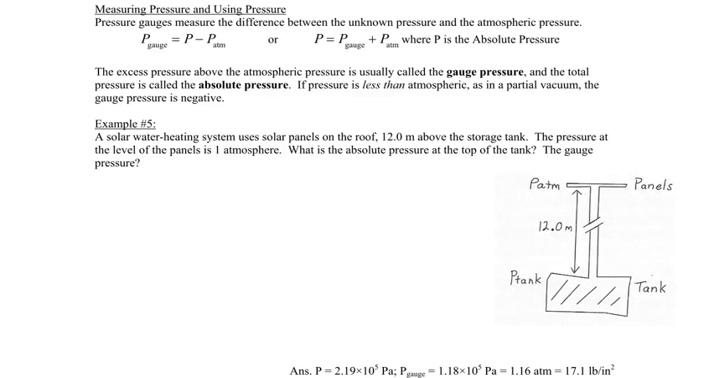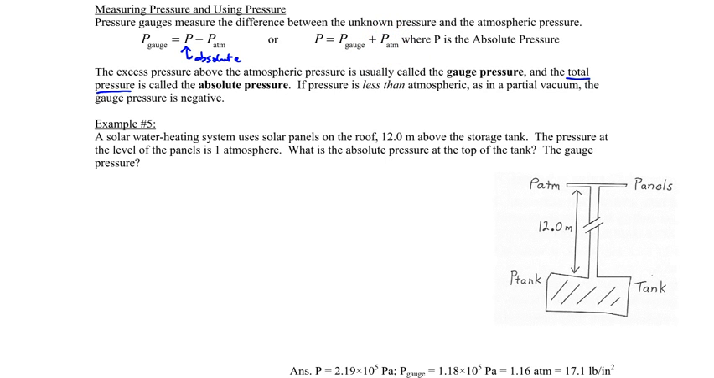So the absolute pressure is really the total pressure. But the gauge pressure is not the total pressure. The gauge pressure is really the difference between the absolute pressure and what is out there outside of the tire, which is the atmospheric pressure. So again, the absolute pressure is the gauge pressure plus the atmospheric pressure.